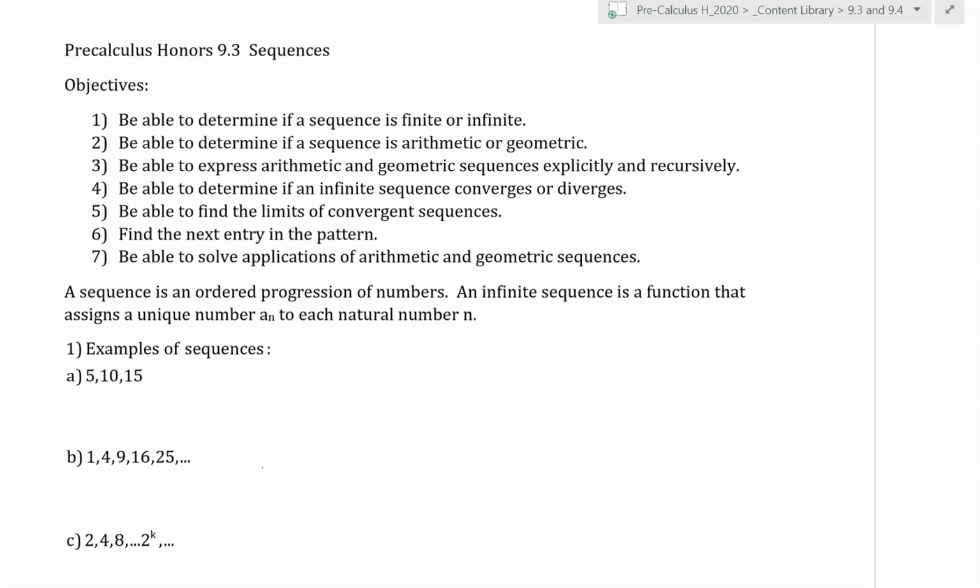We are studying sequences. A sequence is an ordered progression of numbers. So an infinite sequence is a function that assigns a unique number, a sub n, to each natural number, n. So let's look at some examples of sequences.